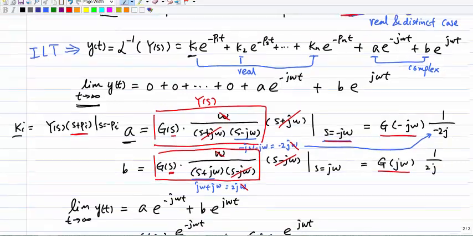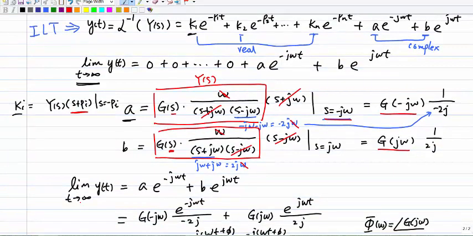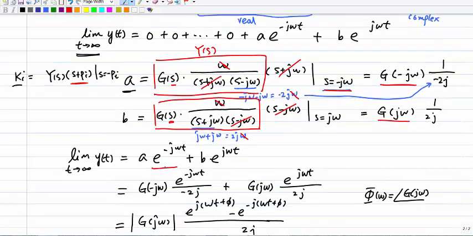Once we have this one, we take the limit as t goes to infinity. Those portions will be 0. That's gone. So we have only two terms left. So a, replacing a by this value, is G(jw). I also put a time e^(-jw). Don't forget about this part. So G(-jw) times e^(-jwt) divided by negative 2j.